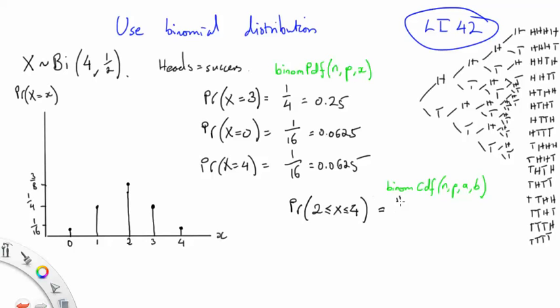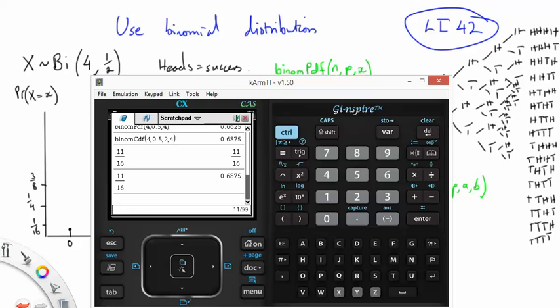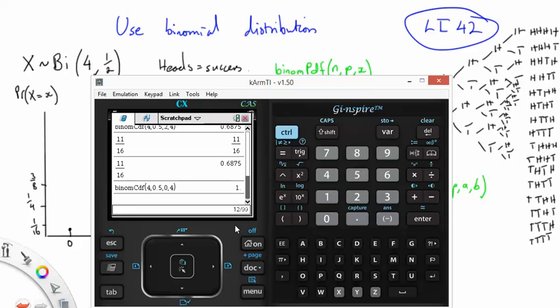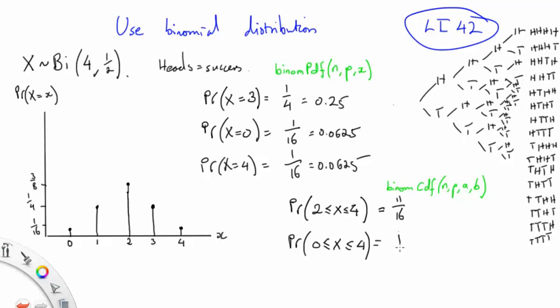Let's try another one. Here's one you should all be able to get. What's the probability that it's between 0 and 4? What's the probability that I get between 0 and 4 heads? Pause the video, think about the question before I put it in the CAS. Alright, here's the answer. Let's do it. Binomial CDF, 4, 0.5, 0 to 4. Of course it's 1. Because you're guaranteed to get 0, 1, 2, 3, or 4 heads. That's all the options there.